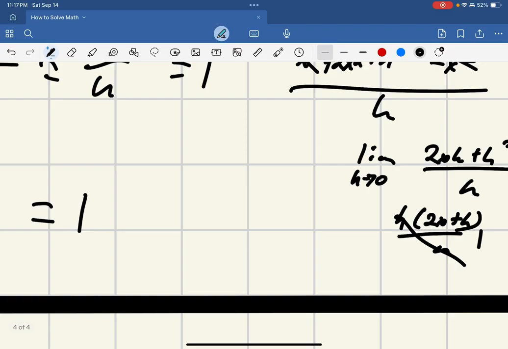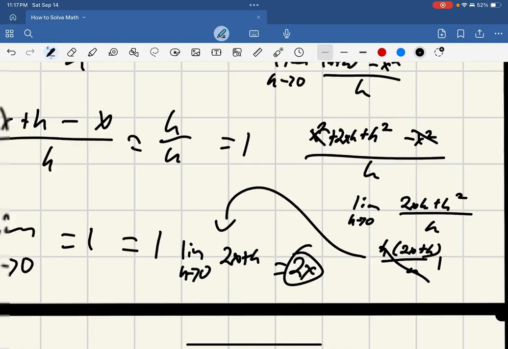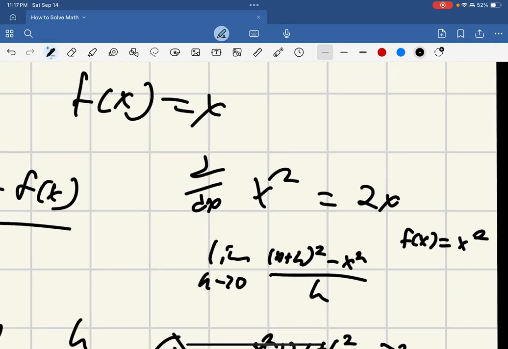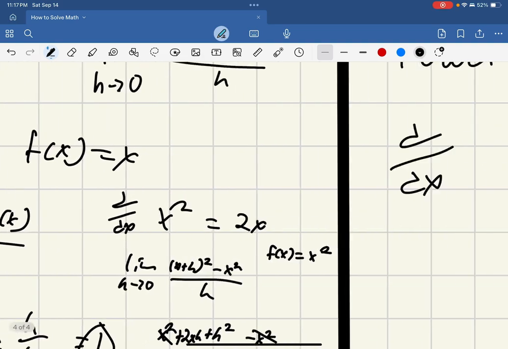We're going to rewrite this over here as the limit as h approaches 0 of 2x plus h. Plug in 0 for h, and that's just equal to 2x. That's how you prove that the derivative of x squared is equal to 2x. And for this one, that's how you prove that the derivative of x is just equal to 1.